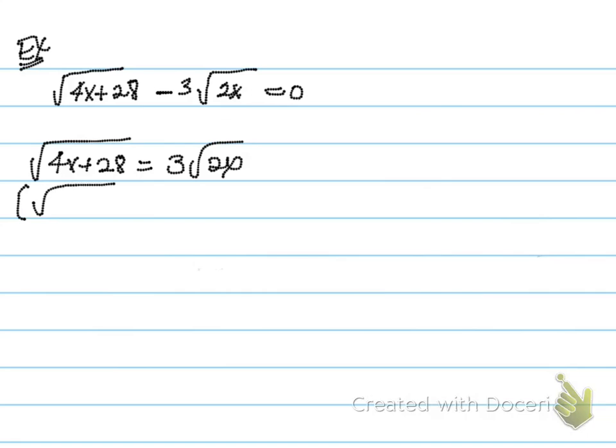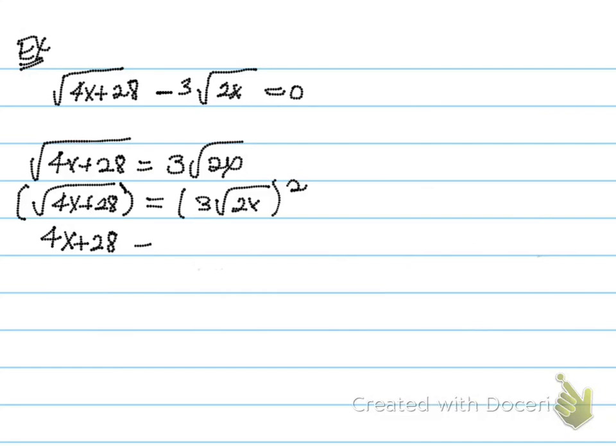Again, be really careful. It's easy on the left here. That's just going to leave you with 4x plus 28, but on the right, you have to worry about squaring both terms. Three squared is 9. The square root of 2x squared is just 2x. And that's going to leave you with an 18x over here on the right.